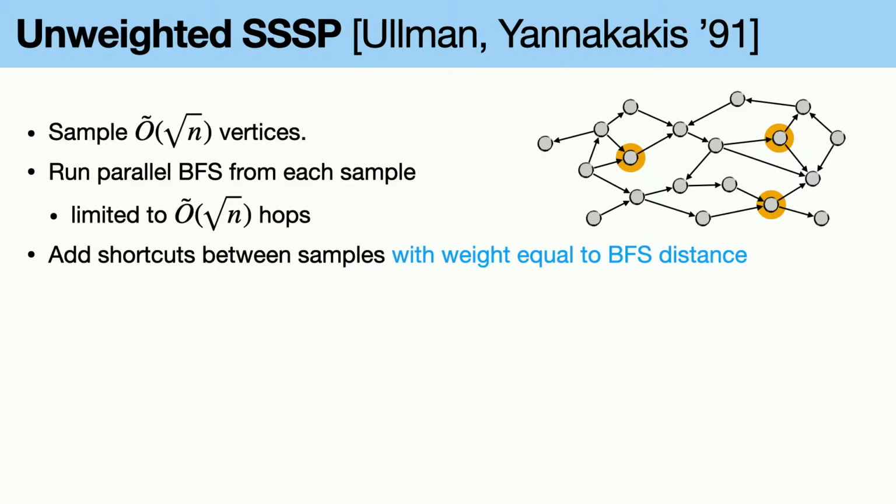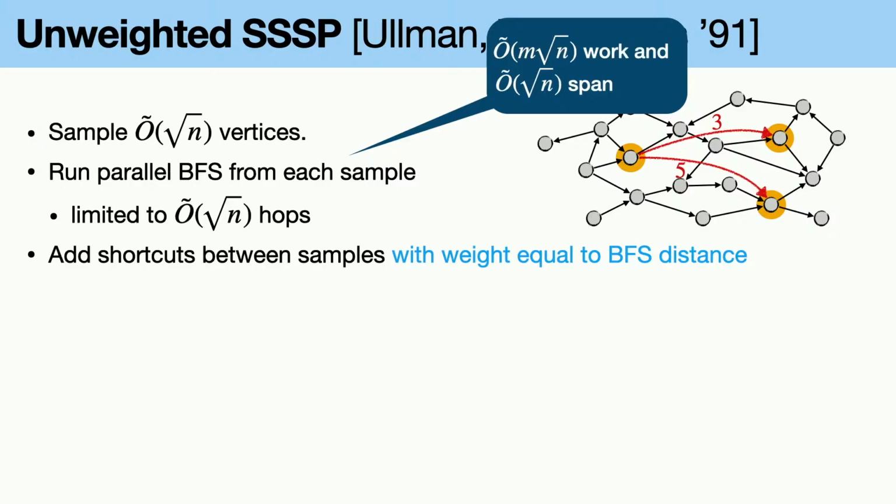OK, so if we look at the Ullman-Yannakakis algorithm, this actually works well for the unweighted case if we just change it a little bit. So what we're going to do is sample square root of n vertices, run parallel breadth first search from each sample, limited to square root of n hops. So far the same algorithm. And we're going to add shortcuts between the samples in the same way. But now we're going to put a weight on the shortcuts, and the weight will be equal to the breadth first search distance. So we're going to add those shortcut edges and put some weights on them. Okay, so that would be what we get. And then we'll just add one step at the end.